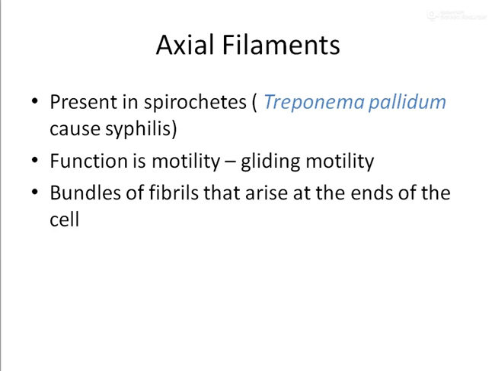Next thing which we have to talk about is the axial filaments. As we had noticed, some bacteria called the spirochetes have a type of gliding motility, and inside of them they have bundles of fibrils that arise at the ends of the cell. That is, within the cell itself there are certain spiral-like structures, and these structures are called the axial filaments, and they enable the bacteria to have gliding motility. And these are the external structures.